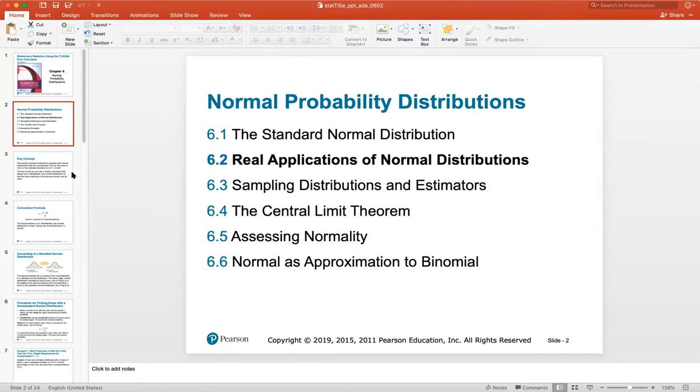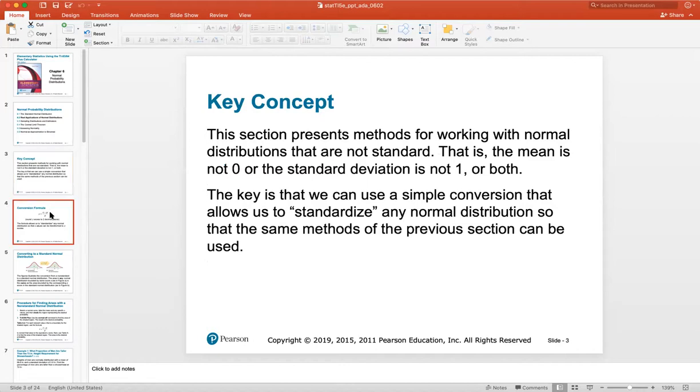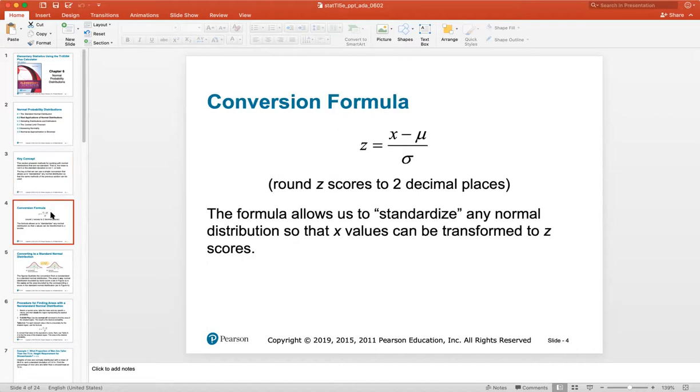So now we see a lot of applied real world problems of the normal distributions, but we just look at a couple of examples, one or two examples in the text, the lecture slide, and then we move to my lecture handout. Okay. So let's see. First one, the conversion formula.